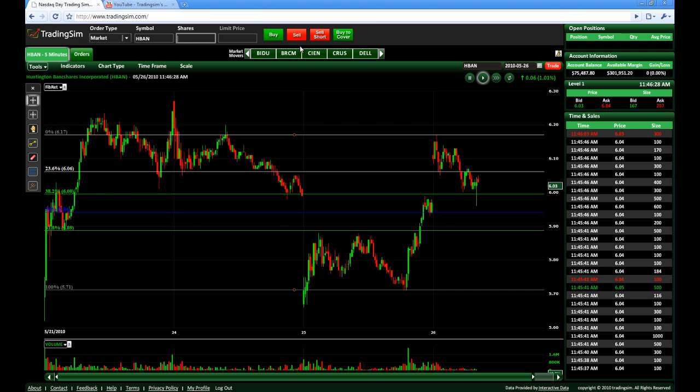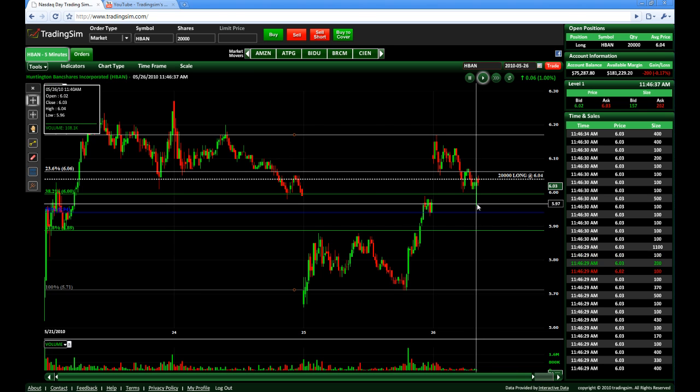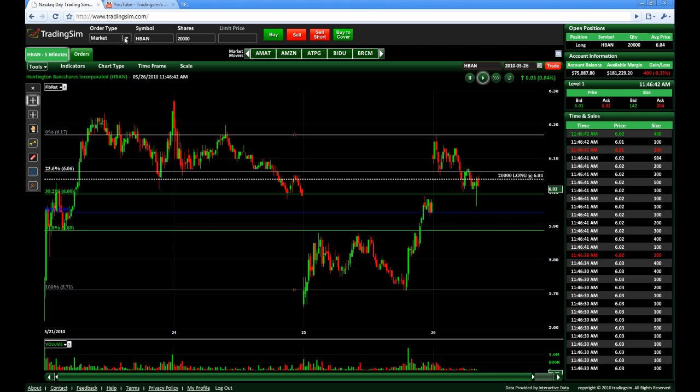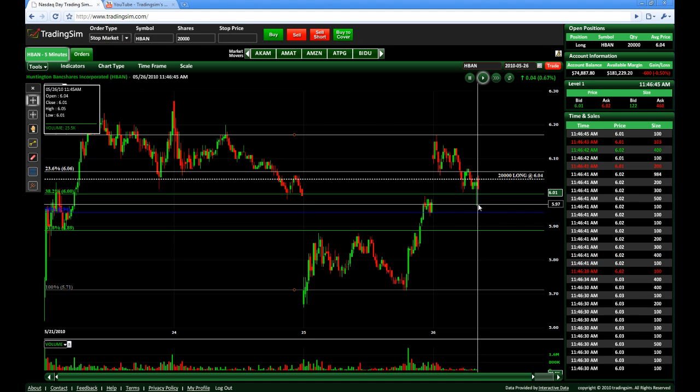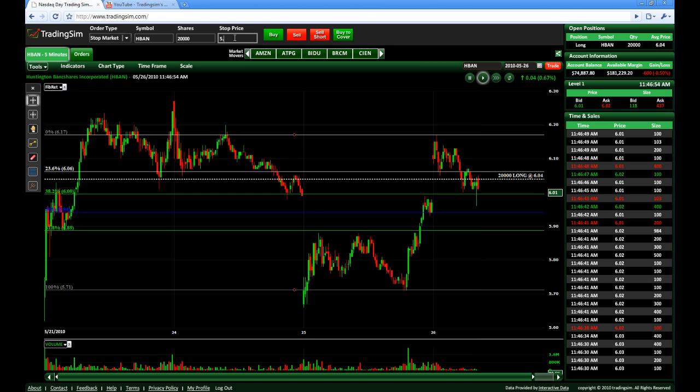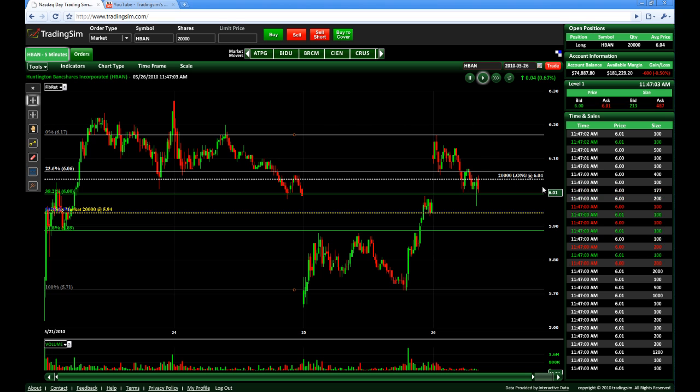So we could take a long here. Let's do 20,000 shares at market. Average price 604 with commissions. And then what you can do is put your stop market order below this candle here, that way you're just not in here indefinitely. Let's put a stop market in for the 20,000 shares at 590, call it 594. All right, so we have a stop market in, which also coincides with the 50% retracement. So now you have your position, you have your risk. You're risking 10 cents, and then you just go from there.